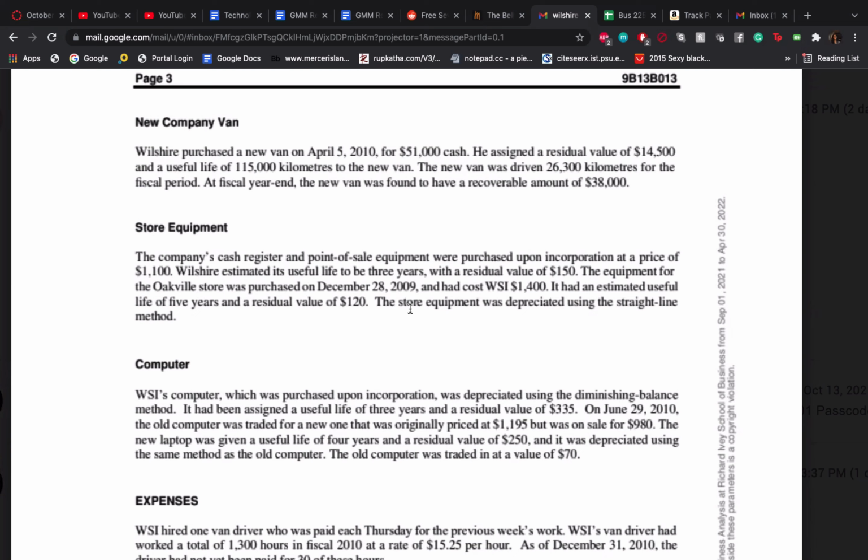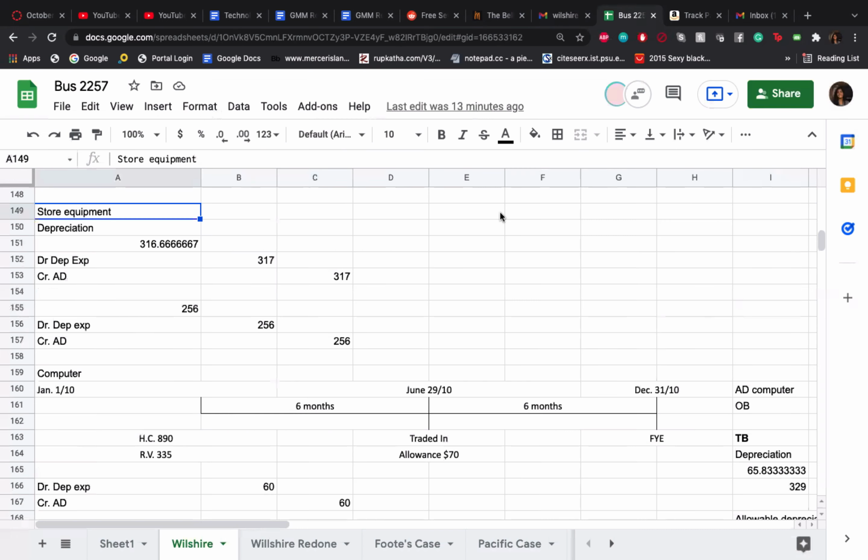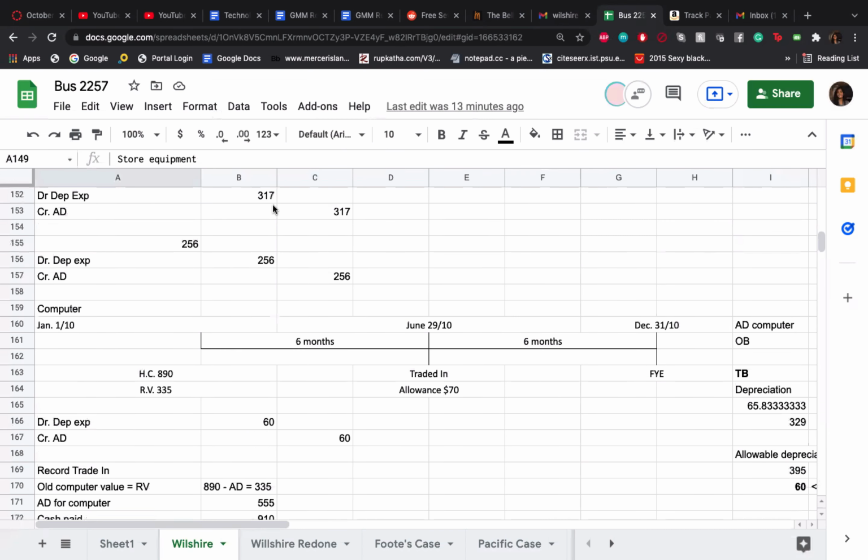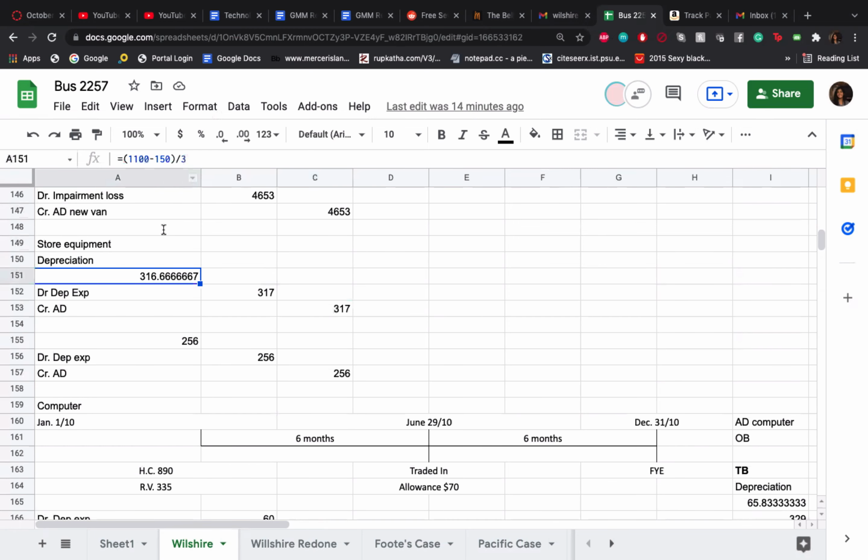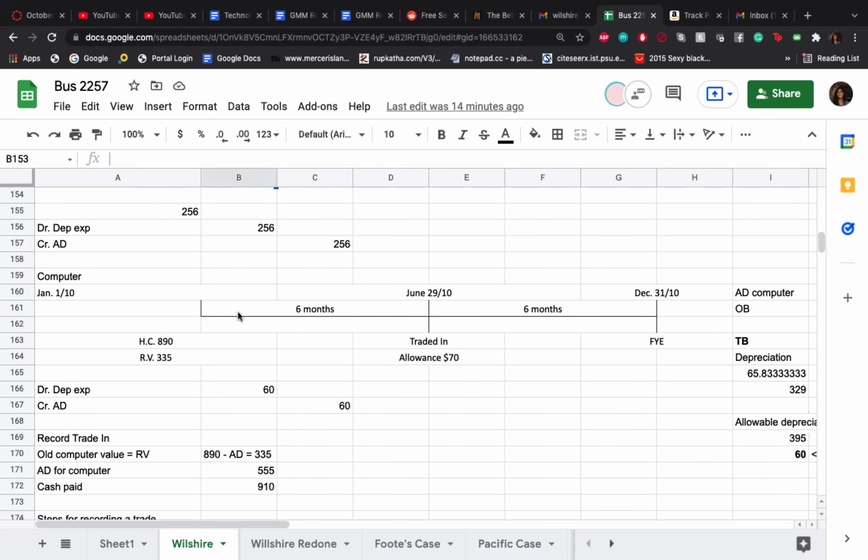So for both of these transactions, very vanilla, all you do is you take your historical cost, subtract residual value, divided by useful life. That's it. And then of course you credit depreciation and then debit AD. So yeah, very, very straightforward process. Yeah, the exact same thing that we did. Mm-hmm. Okay.